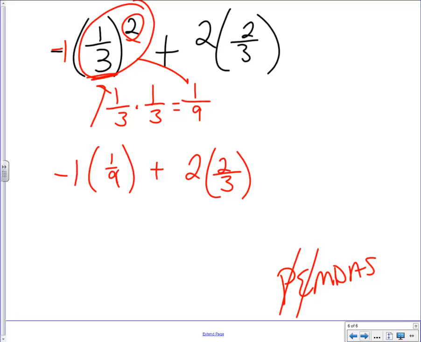Okay. I brought down everything that I haven't used, and then I go back to the drawing board. I'm done with my exponents. Now I'm on to that multiply divide section. Multiply and divide, there are 2 different pieces that I need to multiply. This guy and this guy. And we multiply from left to right.